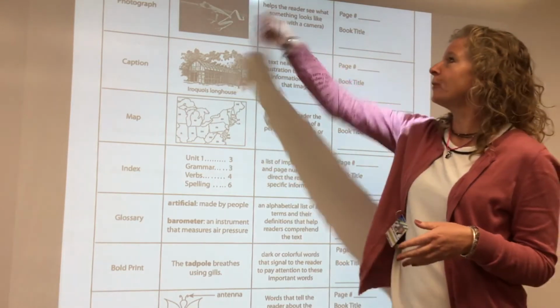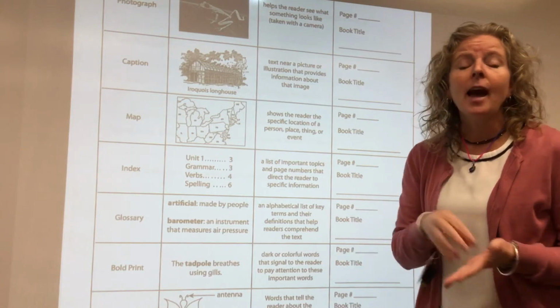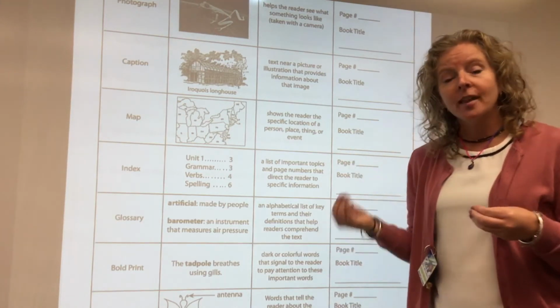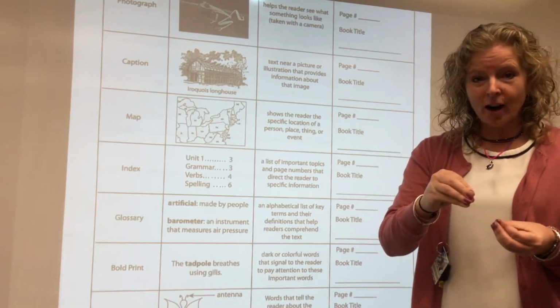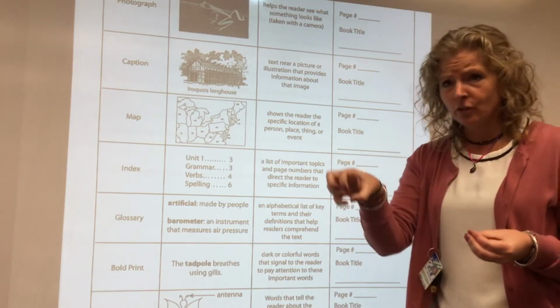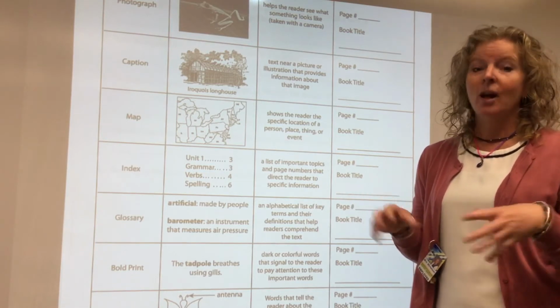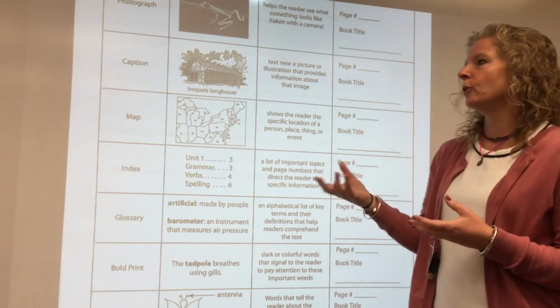So let's talk about a photograph. That simply helps the reader see what something looks like. The author may choose to put in a photograph, not just to interest you, but because they're saying, hey, you may not be able to picture this, so I want you to be able to. That's why you would choose a photograph.